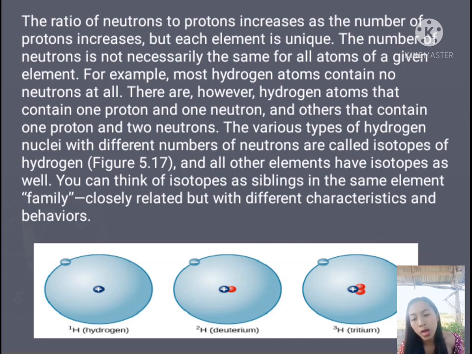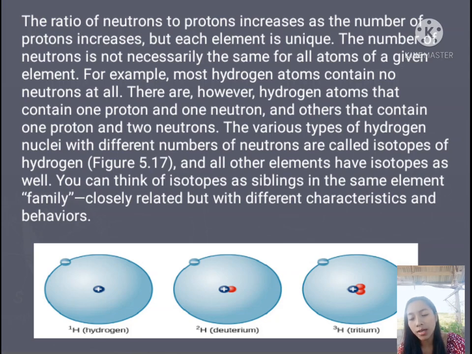of neutrons. All other elements have isotopes as well. You can think of isotopes as siblings in the same element or family, closely related but with different characteristics and behaviors. They belong to one family, but they differ in characteristics and behaviors, while also being closely related.